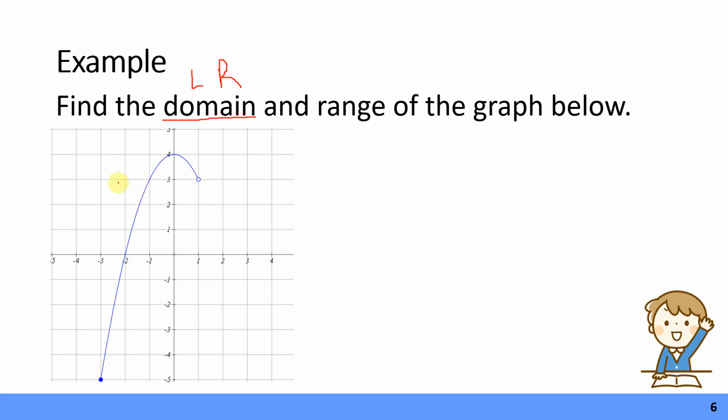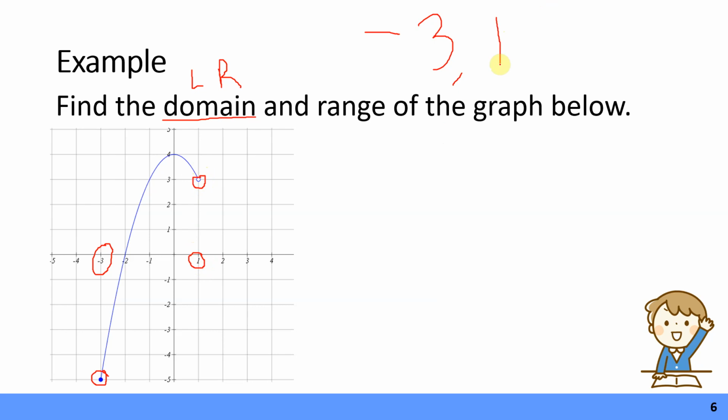So left to right, the leftmost point is right here. That's the point that is most to the left. So for domain, that is at -3. So my domain is going to be -3, comma. What's the rightmost point? The point that is most to the right is this one. The graph doesn't go any further to the right than this point, and that point is 1. So I'm going to put 1. So that's my domain.